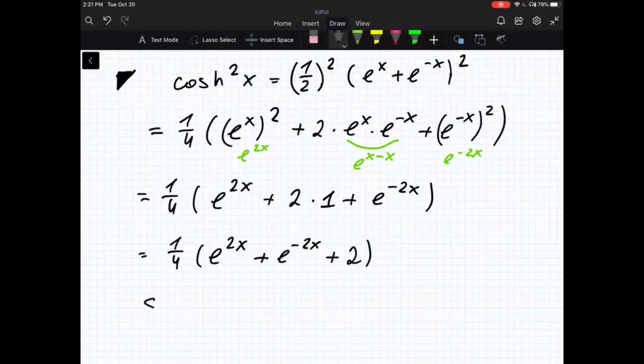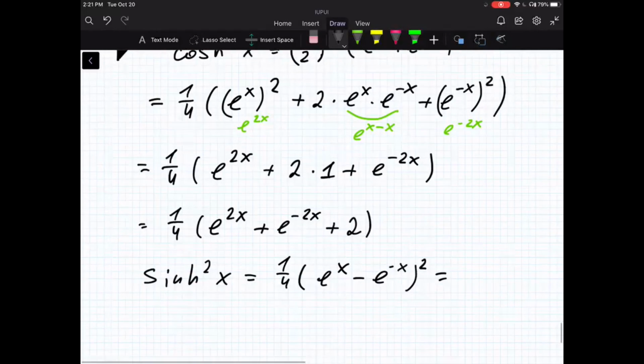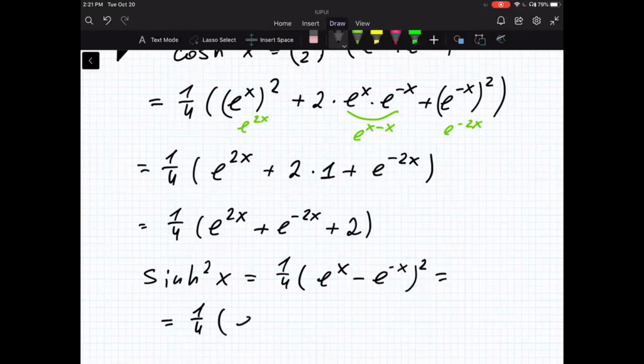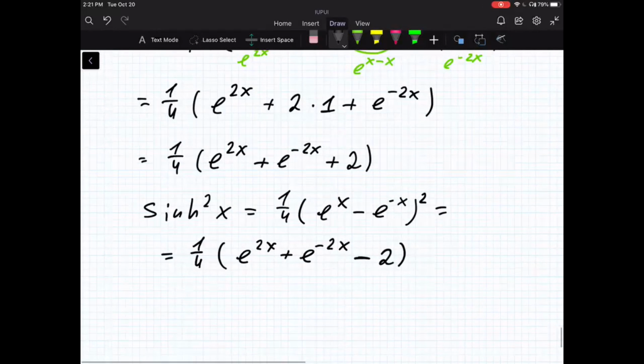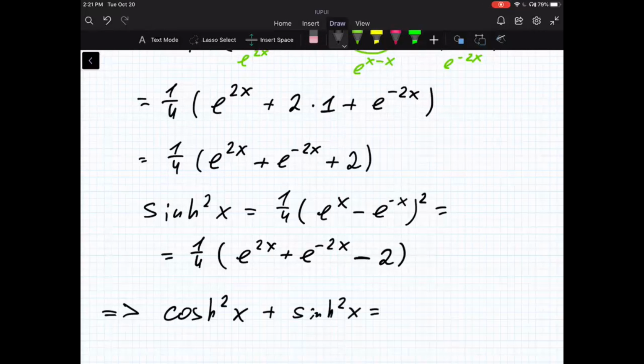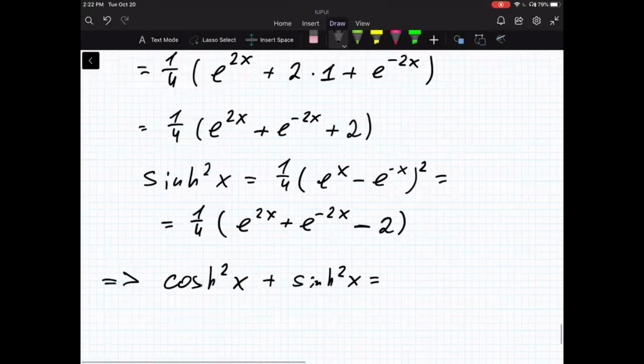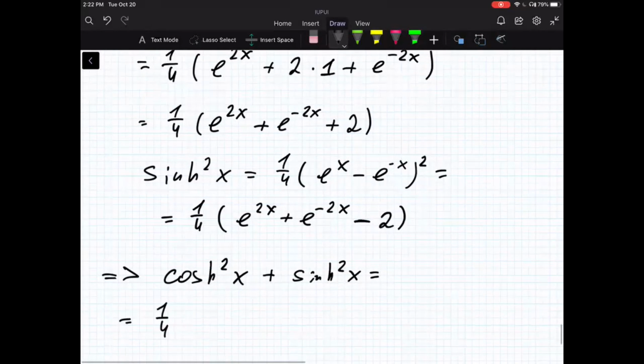If you do the same with hyperbolic sine squared of x, you will get 1/4 exponential of x minus exponential of minus x squared. And you can check that it will give you 1/4, but in this case, it will be exponential of 2x plus exponential of minus 2x, but minus 2. And thus, hyperbolic cosine squared of x plus hyperbolic sine squared of x will give you 1/4. It's a common factor.